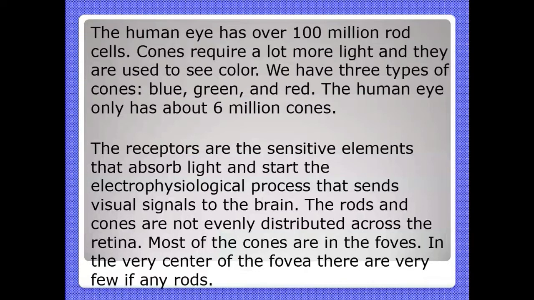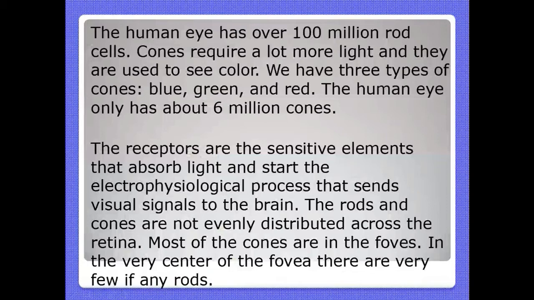So we have three types of cone cells. In cone cells you have three types: the basic three colors of the RGB, blue, green and red. These three cones are the basic colors of the RGB. They can differentiate all the 7 colors of the VIBGYOR using these three basic cones. So the human eye only has about 6 million cones, while 100 million rods are there.